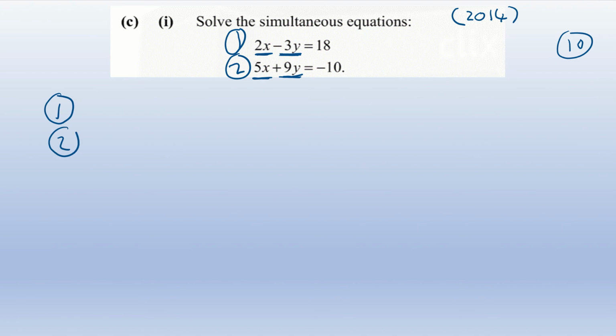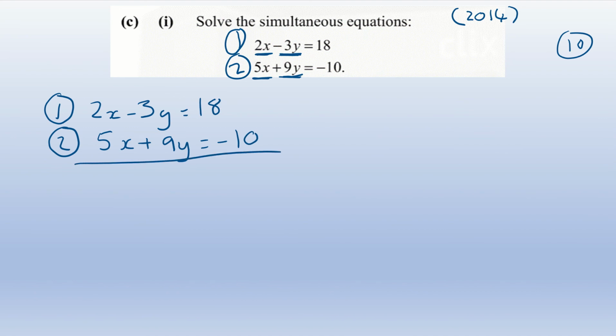So I'm going to start the same way that I started my last one. Equation number 1 and equation number 2. I've got 2x minus 3y is equal to 18. I've got 5x plus 9y is equal to minus 10. And I have my line underneath them. In this scenario, what we have to try and do is multiply one of my equations by some number so that one set of my variables match up. So I'm just going to look at the x's first, and we'll walk through what that might look like.